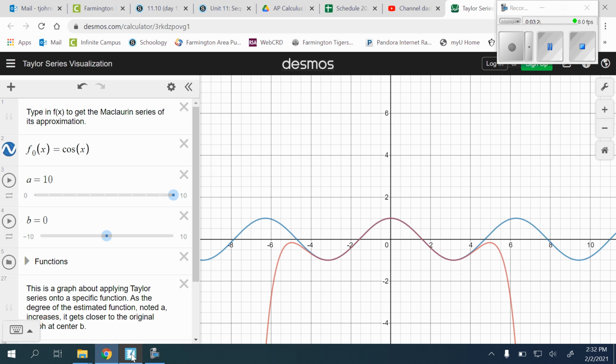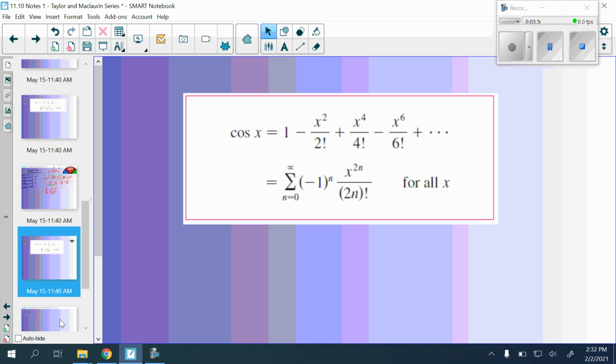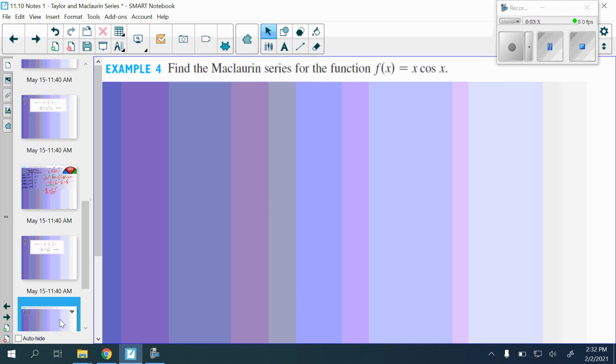All right, last thing we're going to do now is use one of these to find a new function. So here they want, what's the Maclaurin series for f of x equals x cosine x? Now, on one like this, we don't have to go through that whole thing again. We can be a little bit smarter about this.